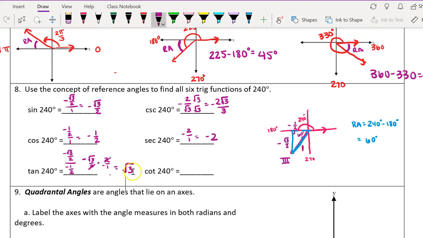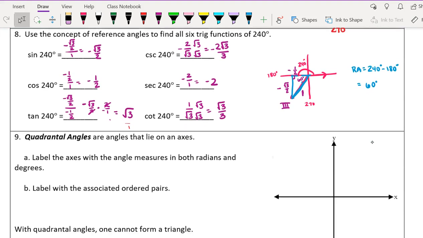So if I reciprocate, then I have 1 over the square root of 3, because remember we can put in an imaginary 1. Well, it's not imaginary. And so if I reciprocate that and rationalize it, I get the square root 3 over 3. Okay, so all of that came from using the 60-degree reference angle and our knowledge of special right triangles.